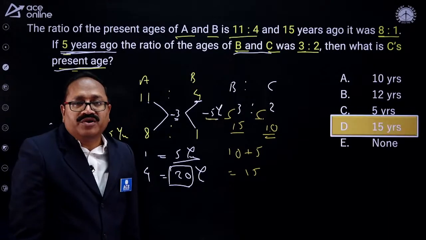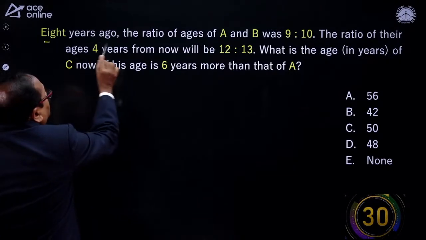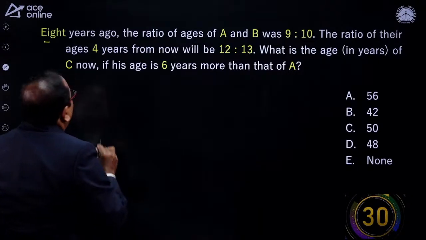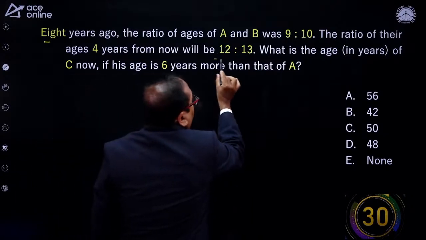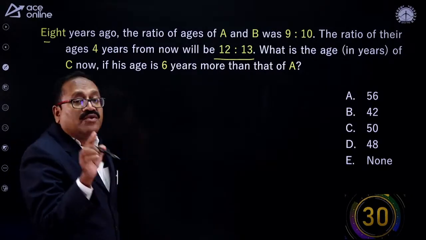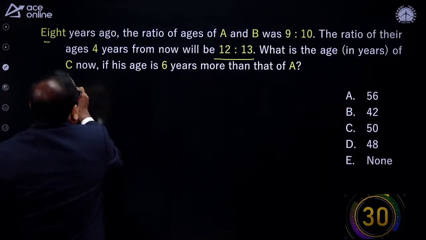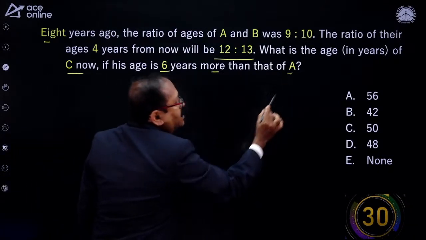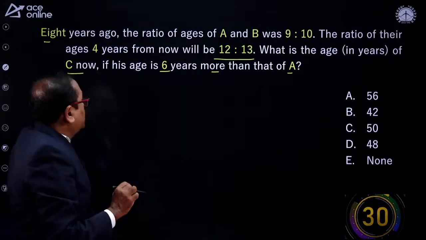The next question on the board is this. 8 years ago, the ratio of the age of A and B is given. Now, the ratio of their age 4 years from now, 12:13, is also given. By using these two, I will be able to get the age of A and age of B. After that, what is the age of C now, if his age is 6 years more than A's age?